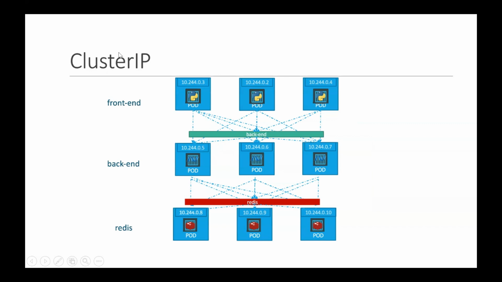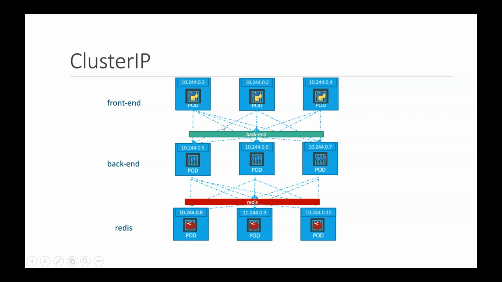And in case of cluster IP, we have seen that if we have the front end app here, and this is the back end, and this is our database. This is how the front end will communicate with the back end with the cluster IP service. The back end will communicate with the Redis database with the cluster IP service.